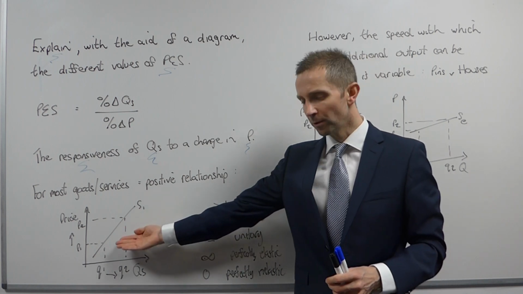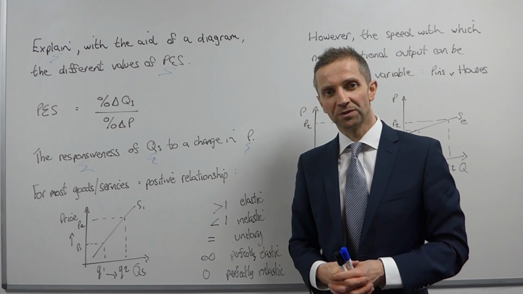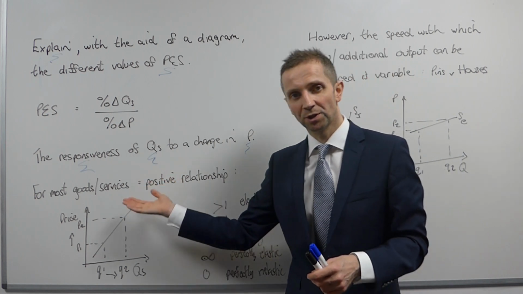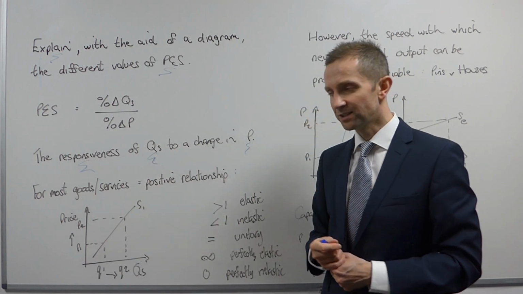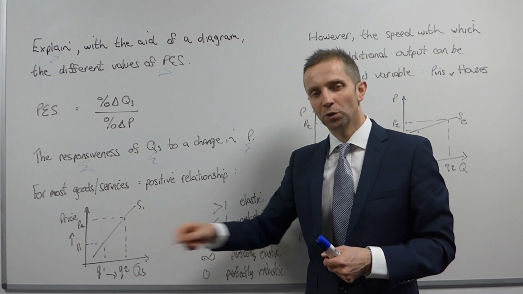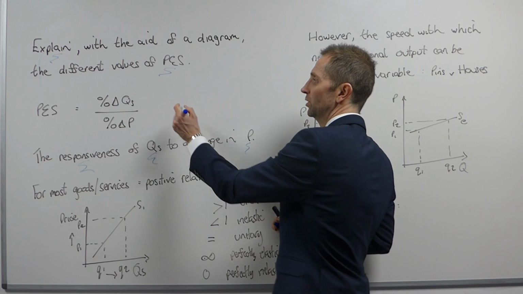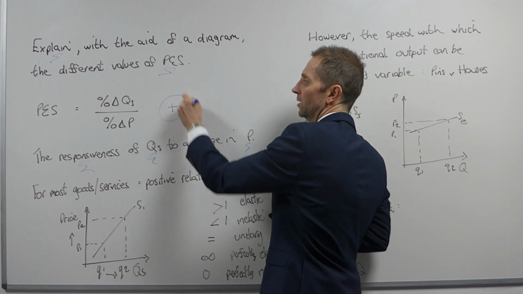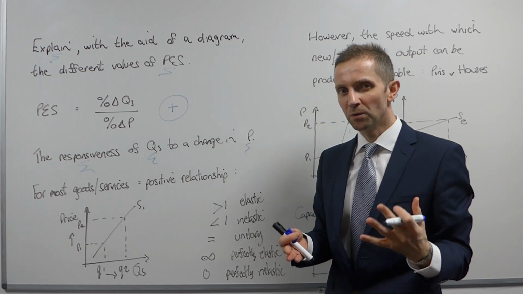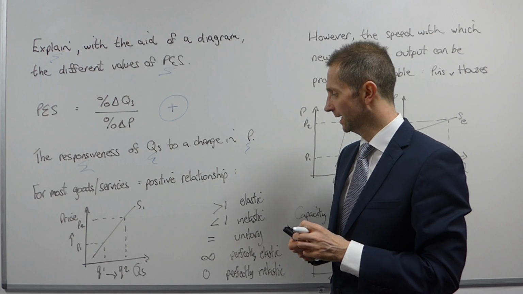And as a consequence of that, we have this well-known supply curve which slopes upwards from left to right, giving us this positive relationship. As price goes up, quantity supplied is also increasing. P1 up to P2, Q1 up to Q2. So the outcome of your PES equation will always be positive. Now remember, when we looked at PED, the outcome was negative, so we're usually talking about positive relationship here.